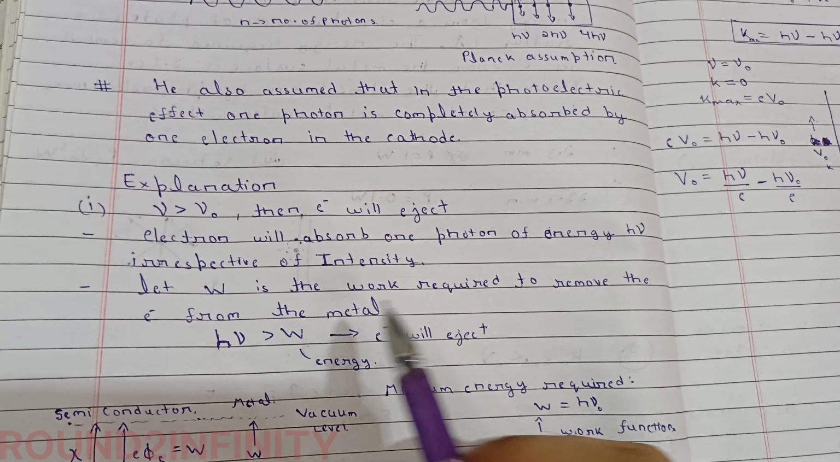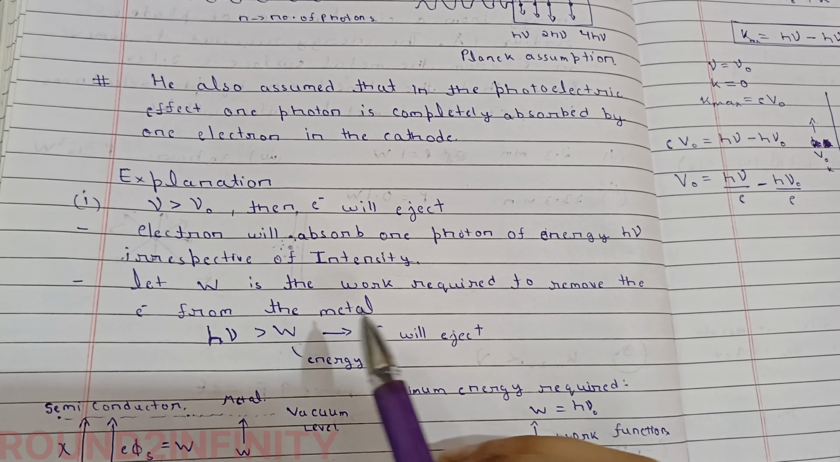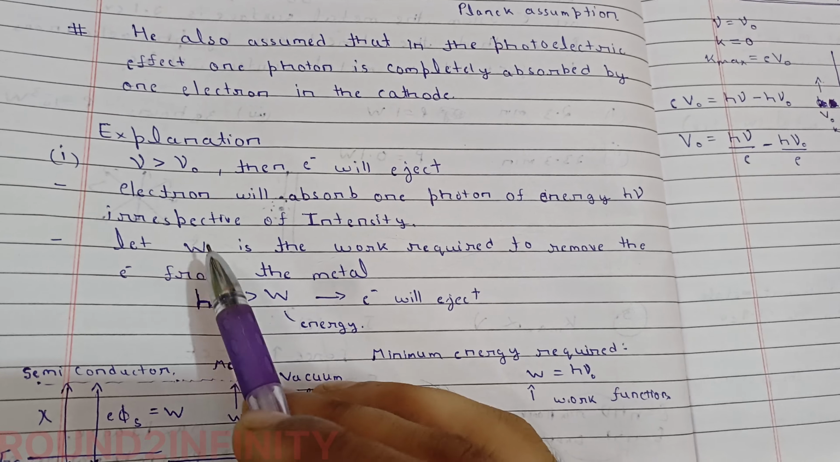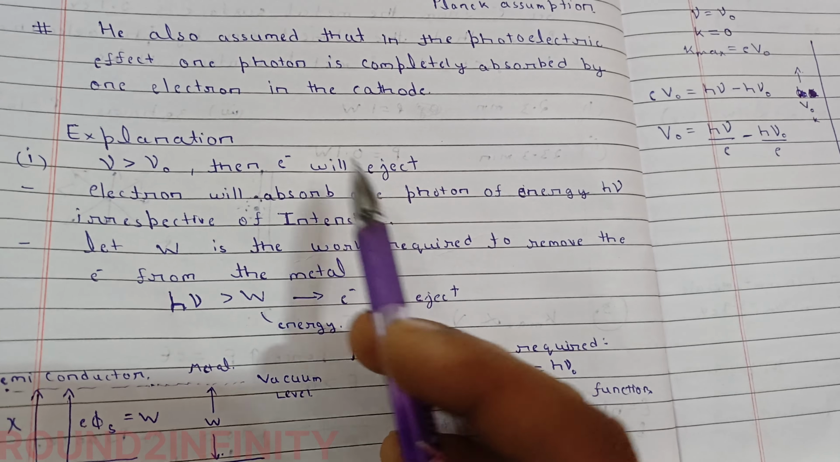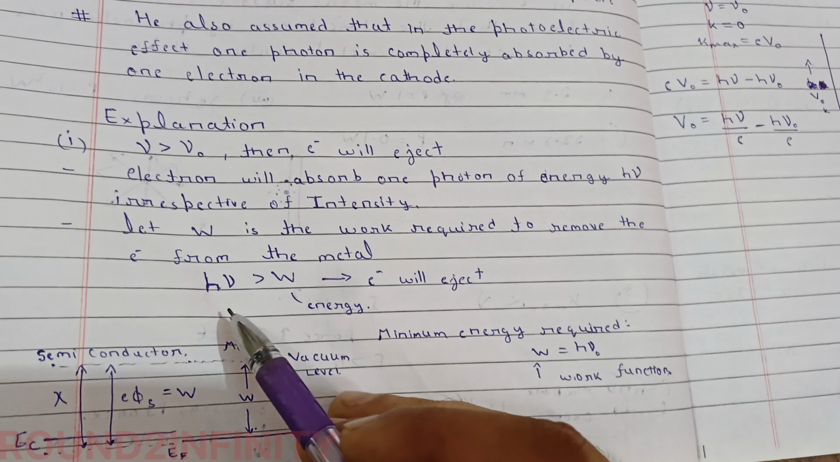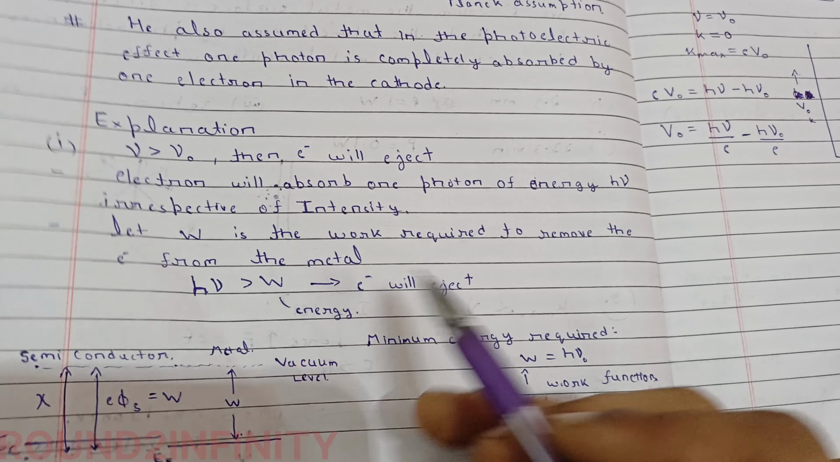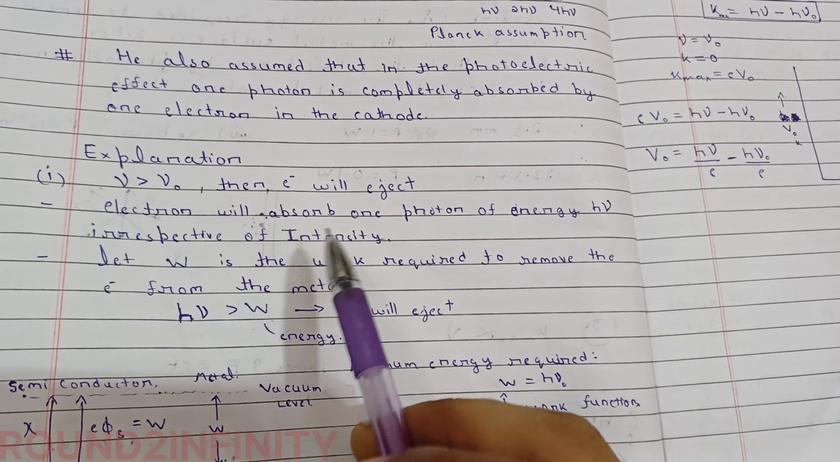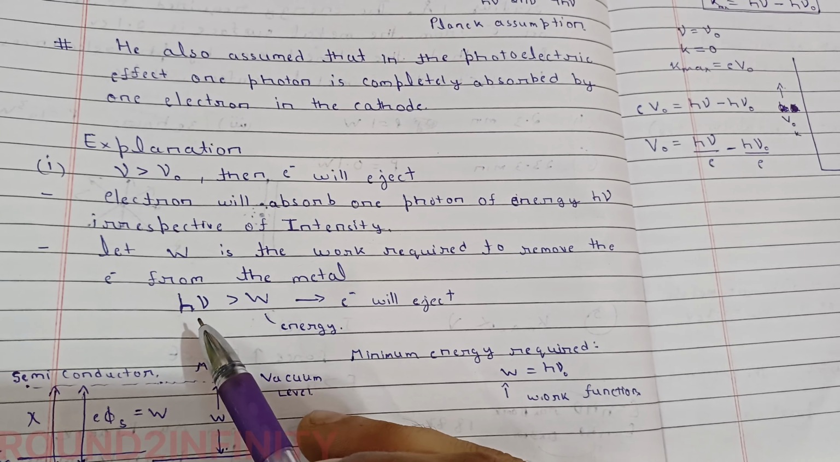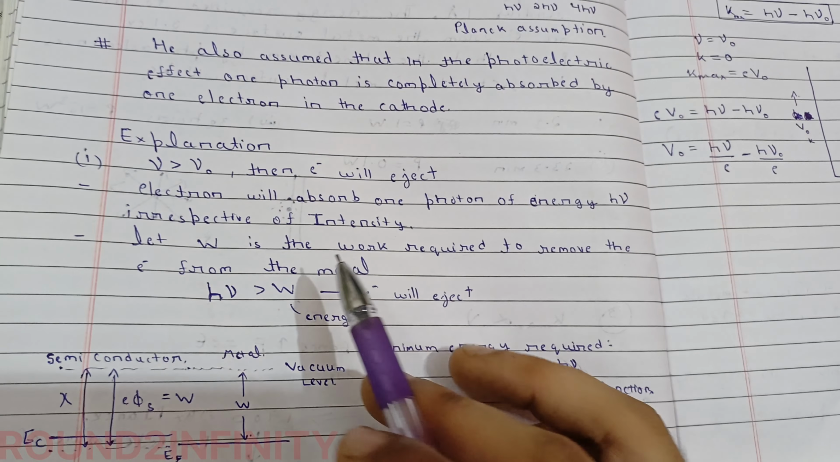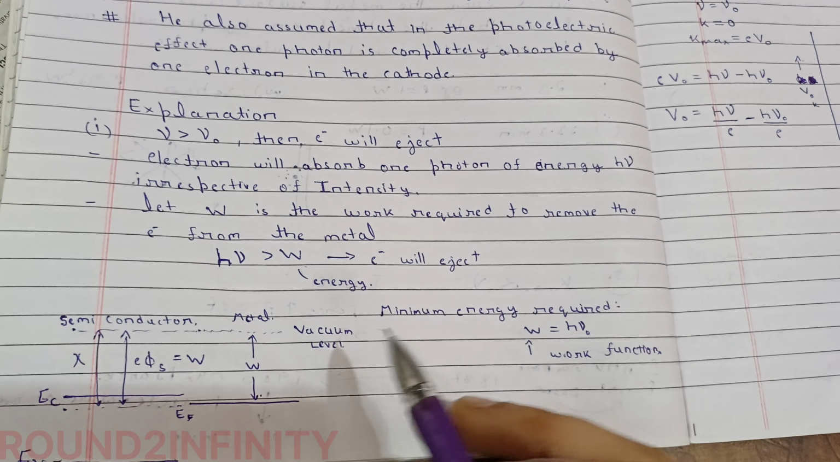So let W be the work required to remove the electron from the metal. We call this W the amount of energy required to just emit the electron from the conduction band. So if h nu is greater than W, then the electron will eject. That's how he explained this, because it is going to absorb one photon, and if that energy is greater than W, then the electron will eject. So that's how he explained the first observation.